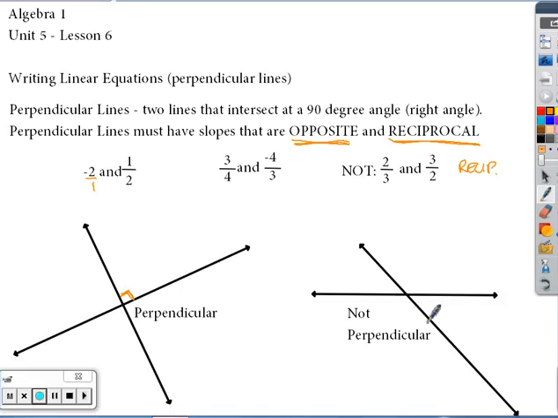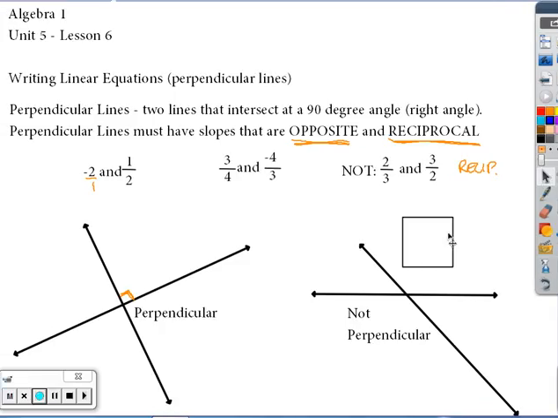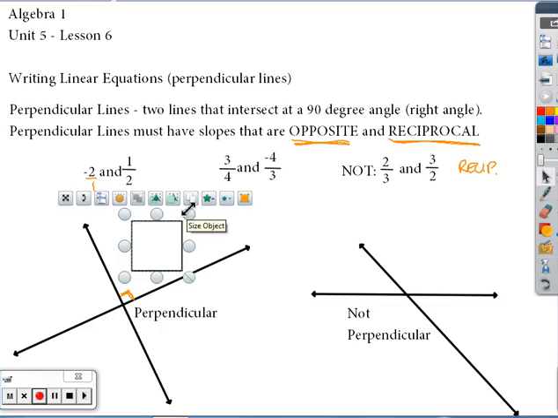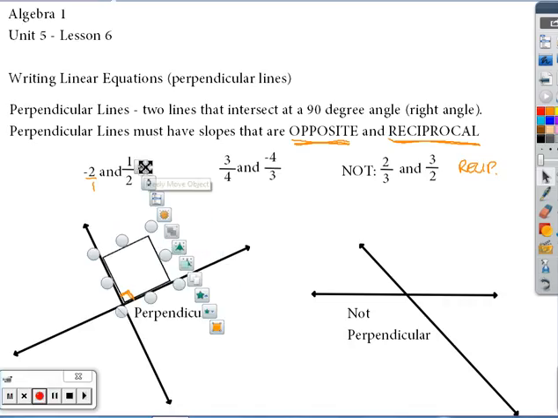These two lines intersect, but they are not perpendicular because they don't intersect at a square angle. If you don't know what that is, take a piece of paper that has a squared angle, squared edge, and try to sit it in the corner. If it doesn't match up perfectly, then they're not perpendicular. Whereas over here, if I spun this, I can sit it right there in that corner, and those lines are perpendicular. So that's what it means to be perpendicular.